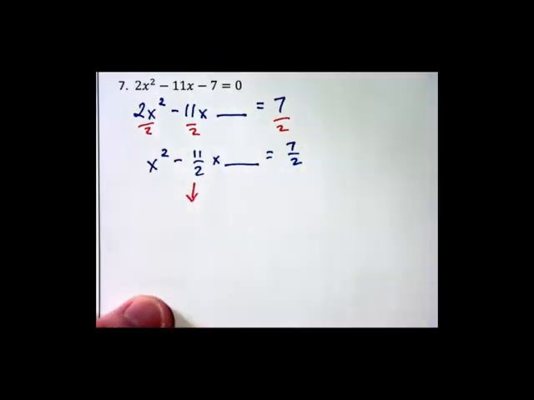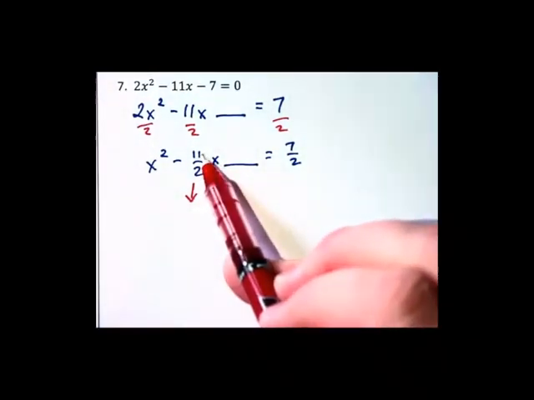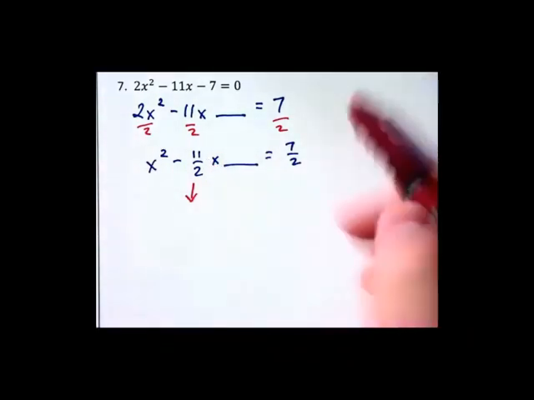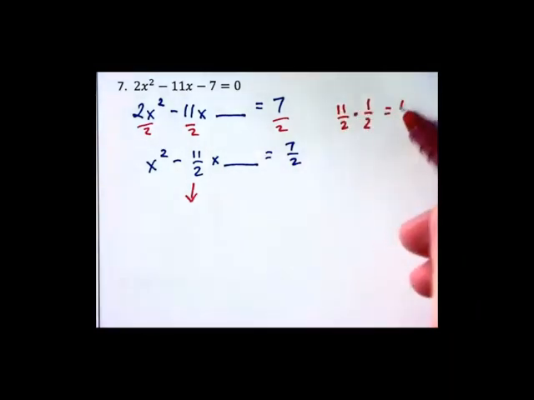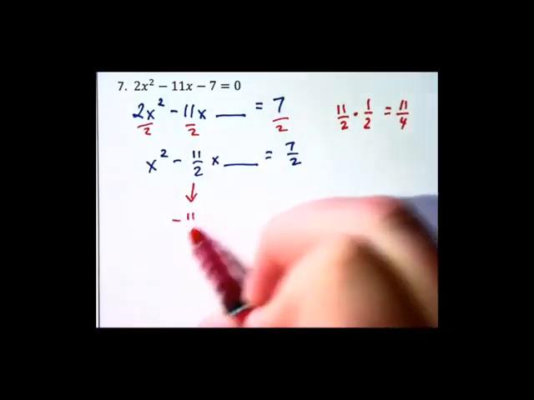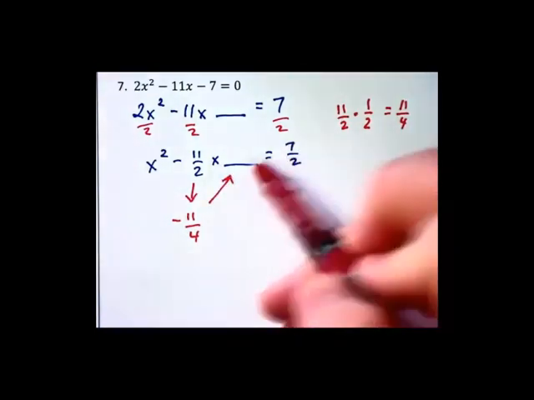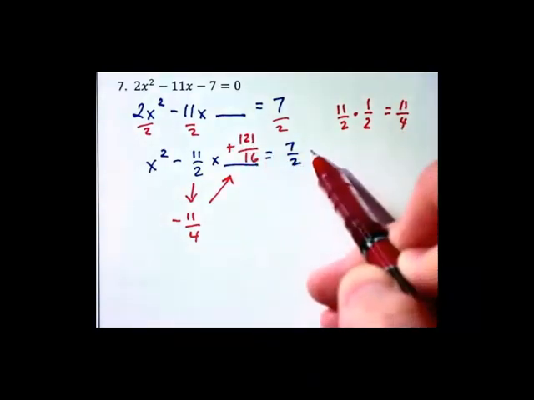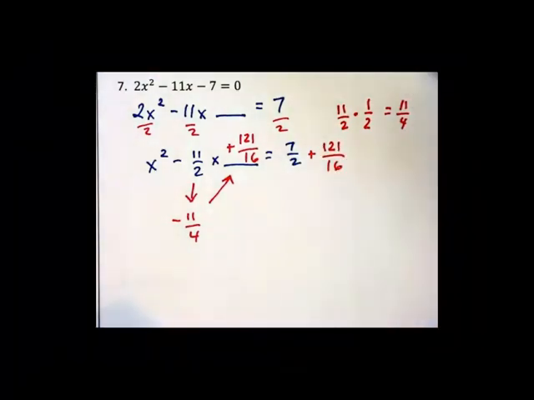Now this is a little harder to cut in half, and if it's not easy to, because you have an odd number in that numerator, another rule you can say is double the denominator. What's actually happening here is you're going 11 halves times 1 half, and you're going to get 11 fourths. Another way to think of that is doubling the denominator. So I'm going to have minus 11 fourths on the next row. I'm going to square it to plus 121 over 16 in that blank. So I'm going to have to add 121 over 16 on the right hand side also.